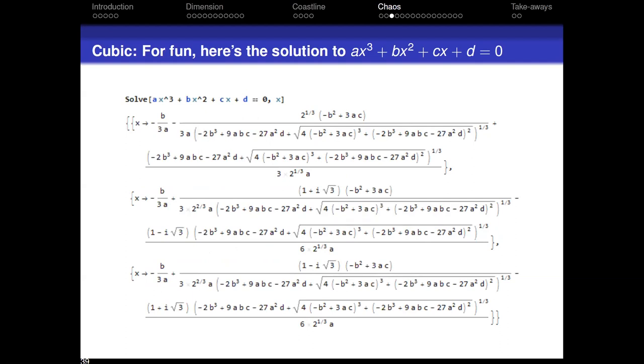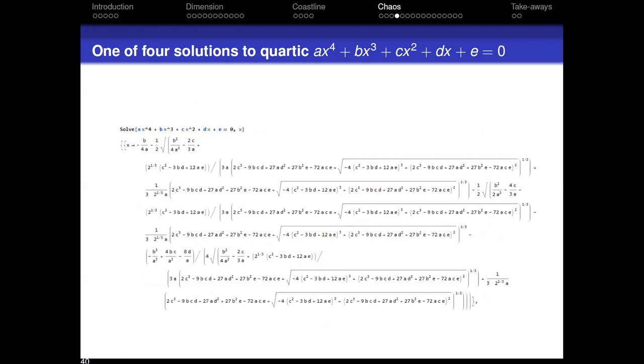It's still bad. There is a formula for the degree 4. I've had to compress the font size. I apologize to anybody who's watching this on a phone or small screen right now. This is just one of the four solutions. But we do have explicit formulas for this. We can see how things will change.